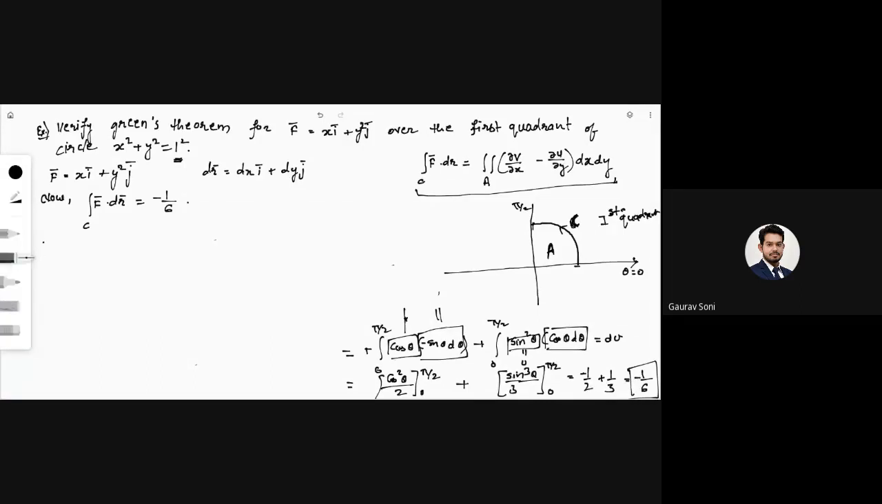So double integral over A of partial derivative of v with respect to x minus partial derivative of u with respect to y, dx dy. This is equal to double integral over the region A. What is v? V is nothing but y square.